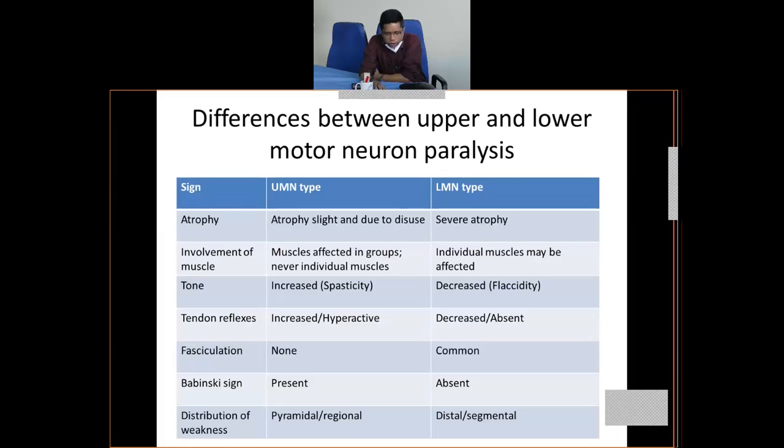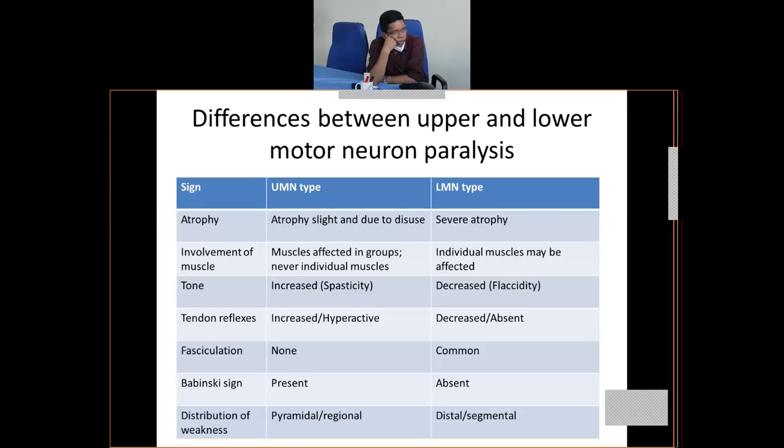Before going to the subject proper, this is an important concept. We should know the difference between upper and lower motor neuron paralysis. For any discussion of the central nervous system or spinal cord, the first thing that comes up is whether the lesion is of the upper motor neuron type or lower motor neuron type. So it's very important to know the differentiating points between upper motor neuron and lower motor neuron lesions.